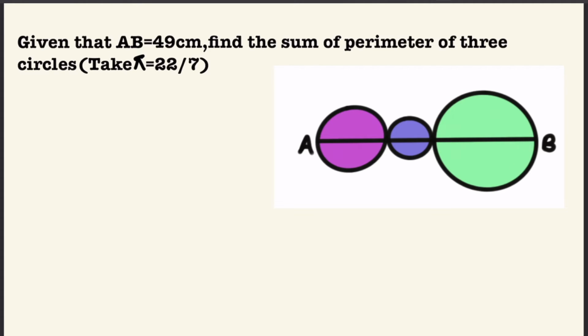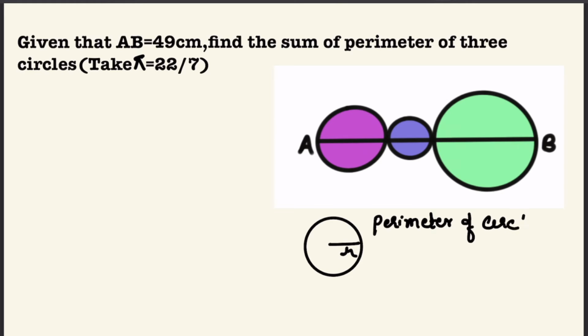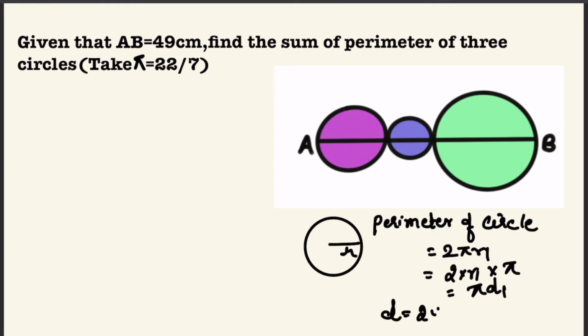So the formula for the perimeter of the circle, given a circle with radius r, is given as 2 pi r, or if I write in terms of diameter, it is 2r into pi, or pi d in terms of diameter, and the diameter is 2 times the radius. Now with this relation in our mind, we will quickly solve this question.